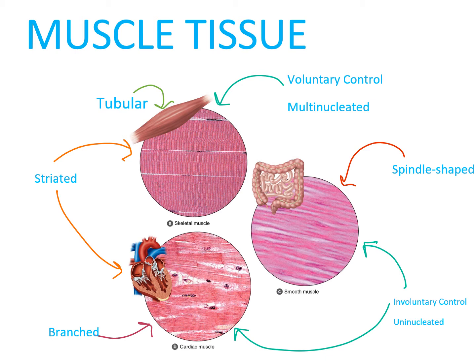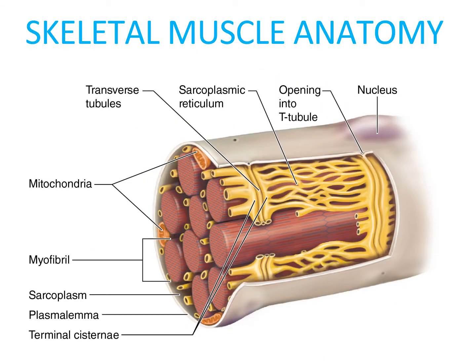Our third and final type of muscle is our smooth muscle. This is typically found in hollow organs, blood vessels, and other locations around the body. It is also under involuntary control and tends to have spindle-shaped cells which allow for highly coordinated, smooth muscle contractions. We will now dig a little bit deeper to discuss the skeletal muscle anatomy.